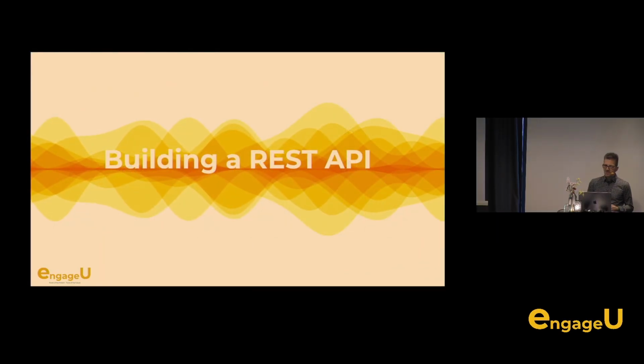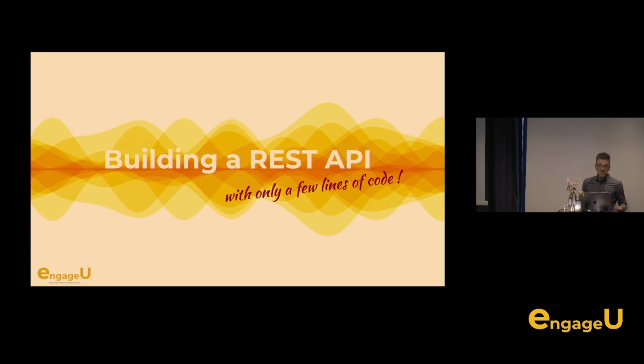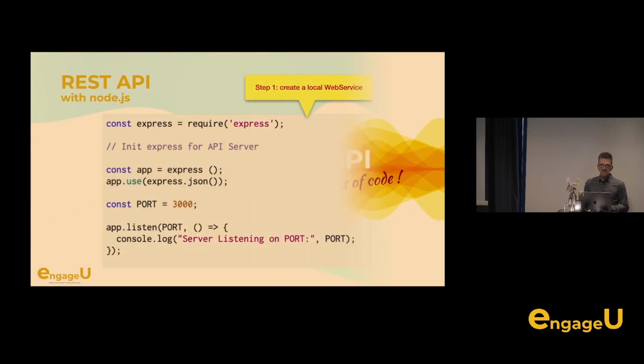So how to build a REST API with only a few lines of code. I was surprised how simple it is. It's some lines to require a module that is called the Express server. Express is a kind of web service that runs inside Node.js. With some simple lines, you could set it up, initialize it, and create a port where it is running.